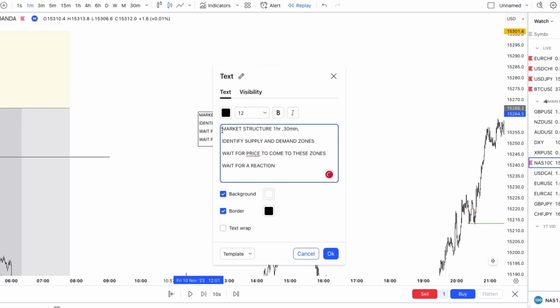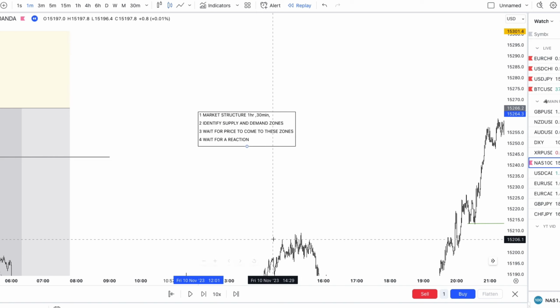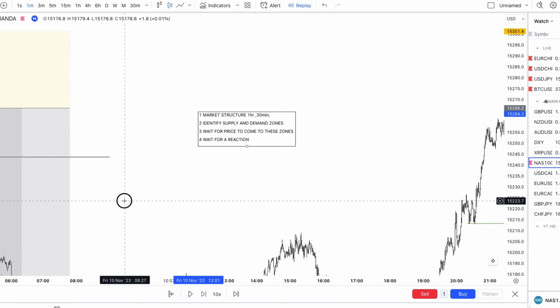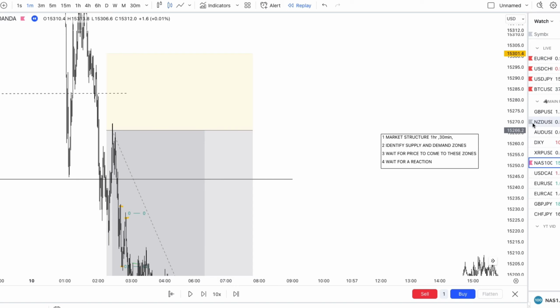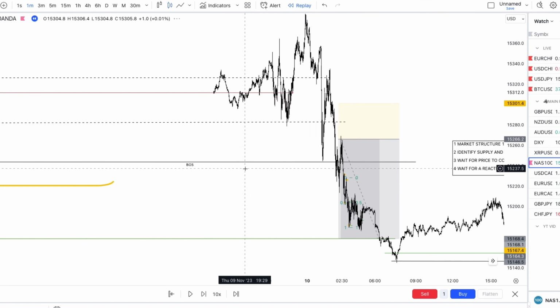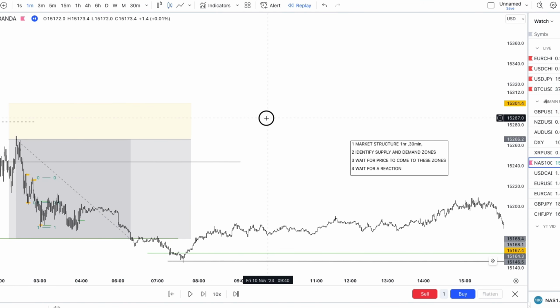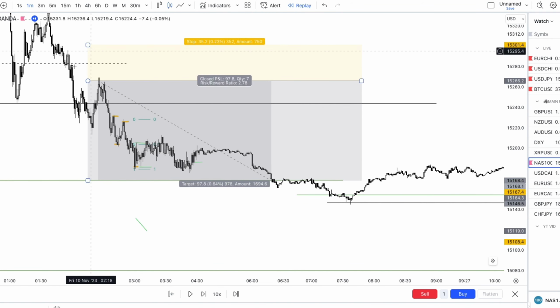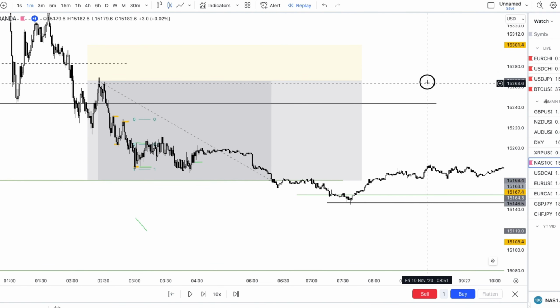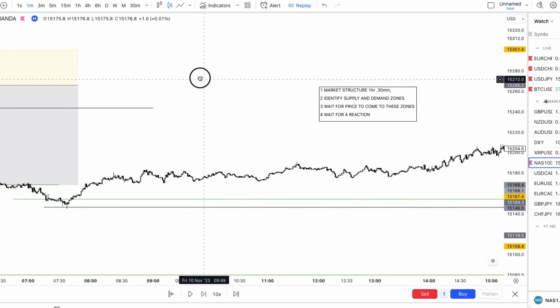So we had step 1, which was market structure. We had step 2, which was identify supply and demand zones. We had step 3, which was wait for price to come to these zones. And we had step 4, which was wait for a reaction, okay? And so what I did was market structure. I identified my supply and demand zone, and I waited for reaction. I had a break of structure after that zone. It came before. Then I was like, okay, so now that's valid.